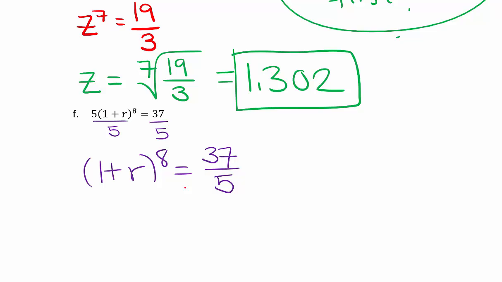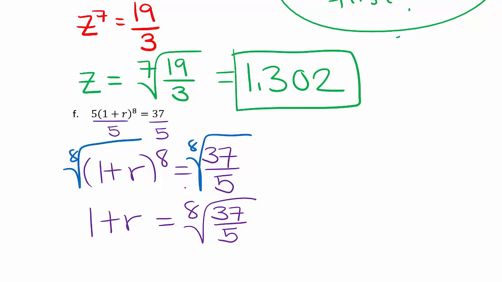Now, that 8th power applies to everything inside the parentheses, and we can't distribute exponents to sums and differences. We can't get rid of the parentheses, and so at this stage, we have to take the 8th root of both sides. Taking the 8th root is going to get rid of that 8th power, and we'll just be left with 1 plus r. So at this stage, I'm going to go into my calculator and figure out what that 8th root is, and then when I'm done with that, to finish the problem, I'm going to have to subtract 1, and that will give me my final answer here.